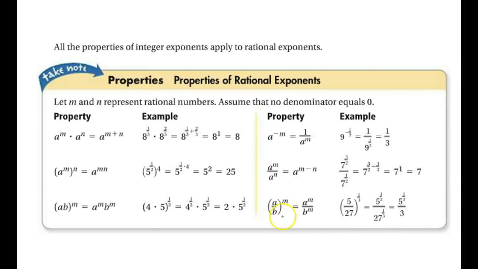Here's the last property, and this is actually really similar to the one directly next to it on the left side, except division this time.